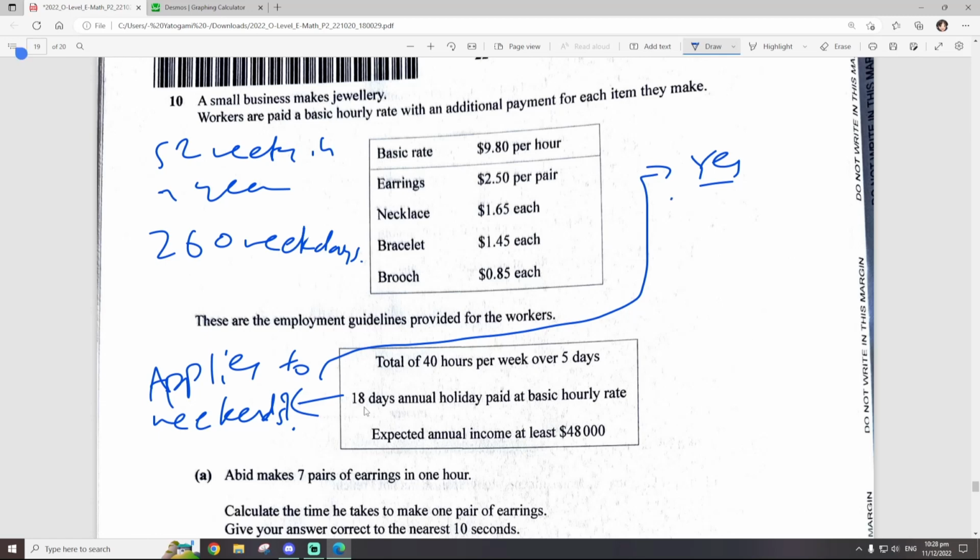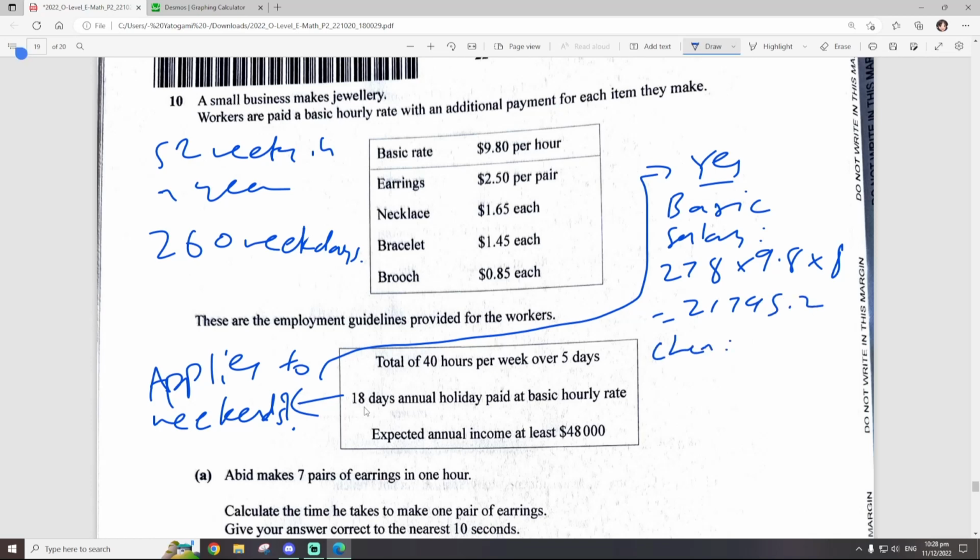Okay, so the basic salary. If it's yes, you will be working 260 days, plus you will get 18 days of work for not doing anything at all. So you get 278 times 9.8 times 8, because you get the 8-hour work shift, right? So if you choose this interpretation of the question, your basic salary is 21795.2.